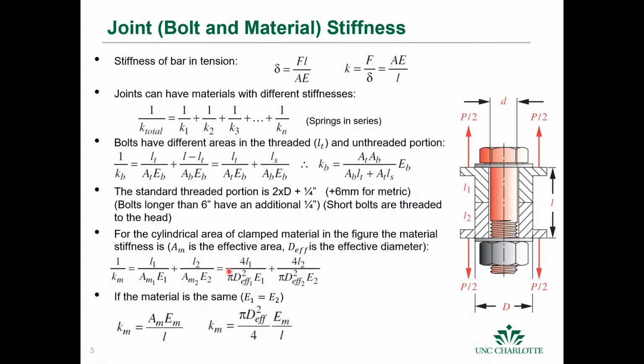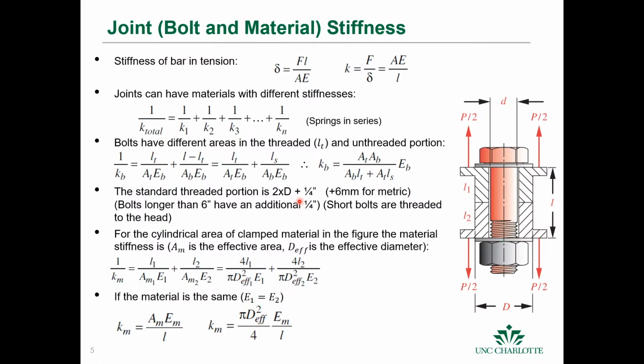If we express it in terms of the effective diameter, we can rewrite it in this equation like this. Now, if the material is the same, the Young's modulus of the materials is the same, then the stiffness of the material joint is just the area times the Young's modulus over L. Okay, the effective area times the Young's modulus over L. If it's cylindrical, as we have in this case here, then we have this equation for the area.